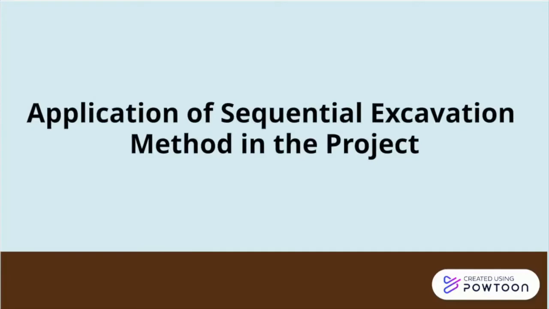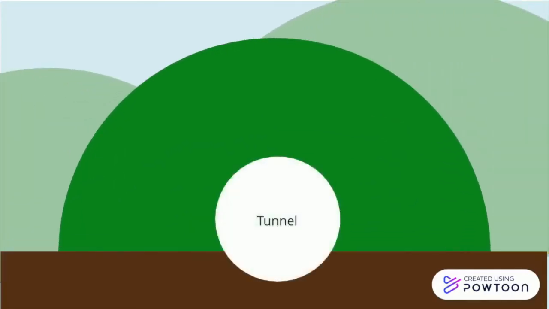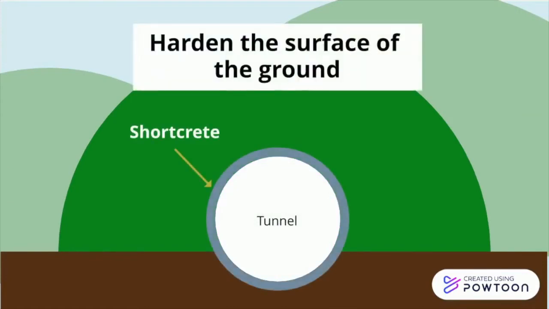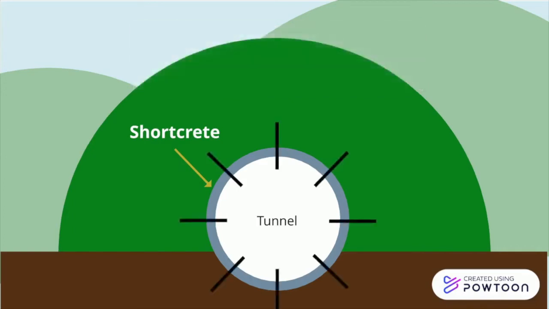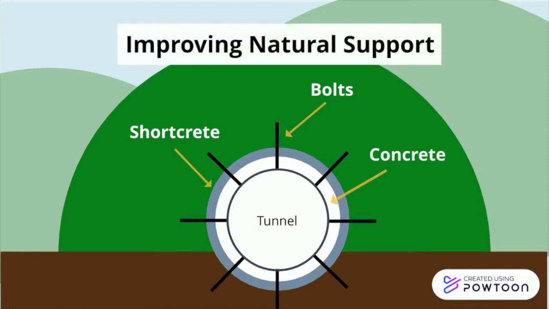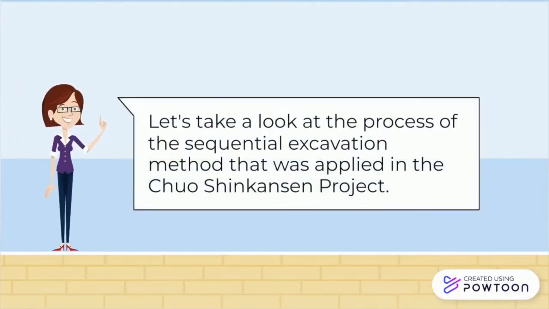The sequential excavation method is applied to the mountainous part of the project and uses shotcrete as the primary support. The shotcrete will harden the surface of the ground that has been drilled or blasted. In addition, bolts and concrete are also used to repair the rocks around the tunnel to be integrated with the natural ground to improve the natural support of the ground for digging purposes. Let's take a look at the process of the sequential excavation method that was applied in the Chuo Shinkansen project.